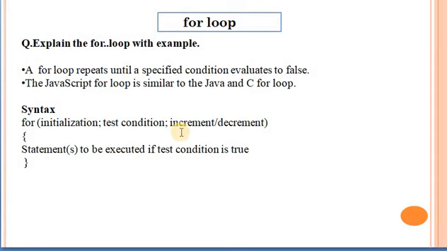The fourth is the increment or decrement operation. We can update the variable over here before starting the next iteration of the statements. Finally, control goes back to the second statement, meaning it checks this condition again.